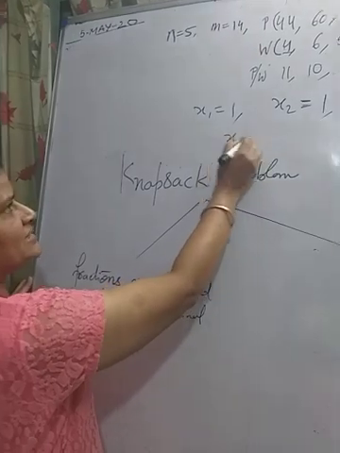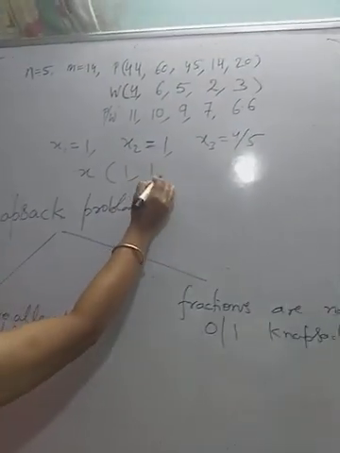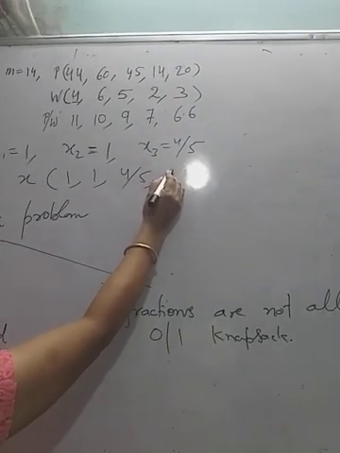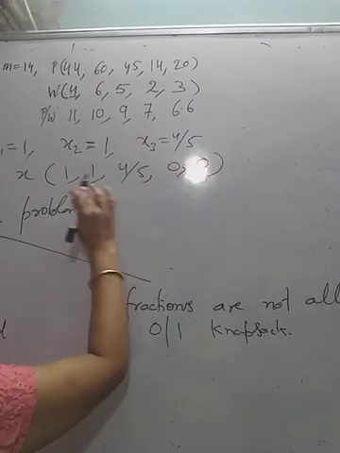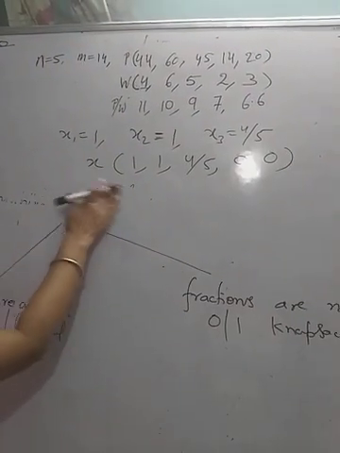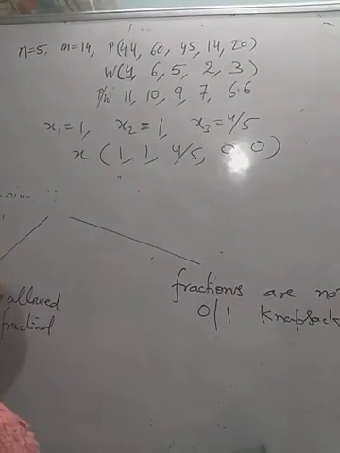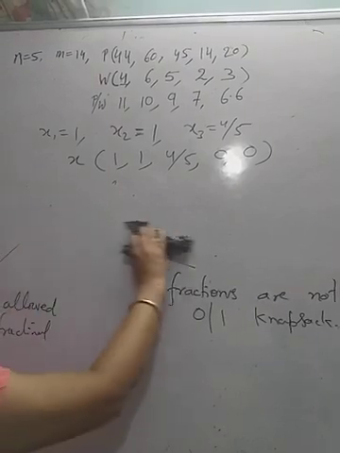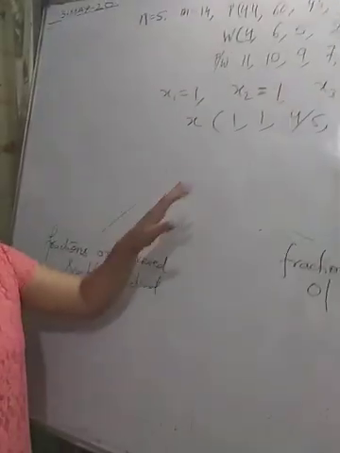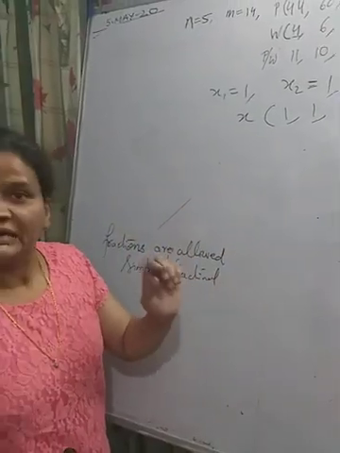Here the solution vector is what? 1, 1, 4 by 5 and 0, 0, for objects 1, 2, 3, 4, 5. So this is the solution vector when the fractions are allowed and I solved this problem using the greedy technique.